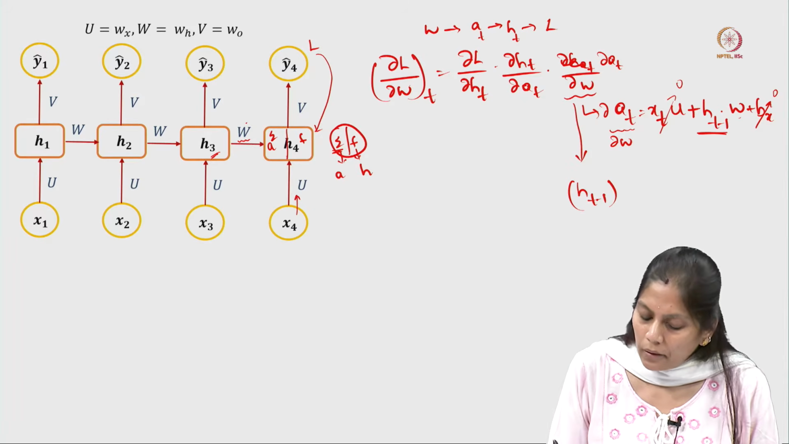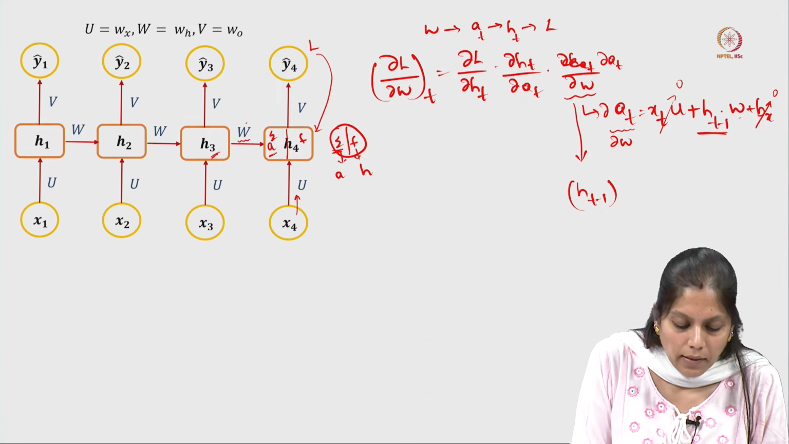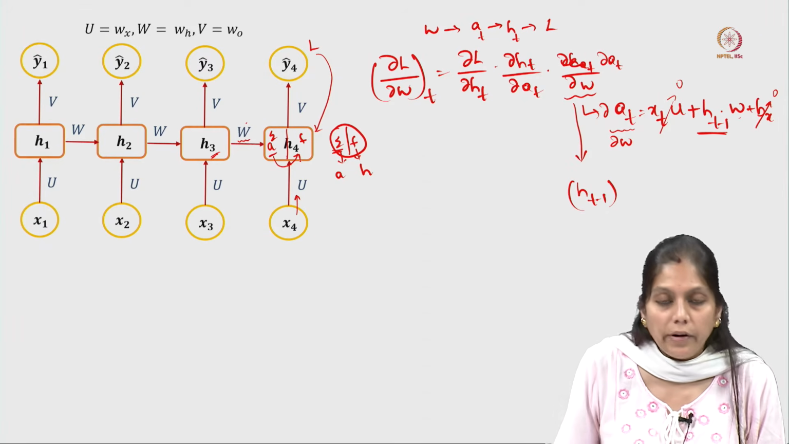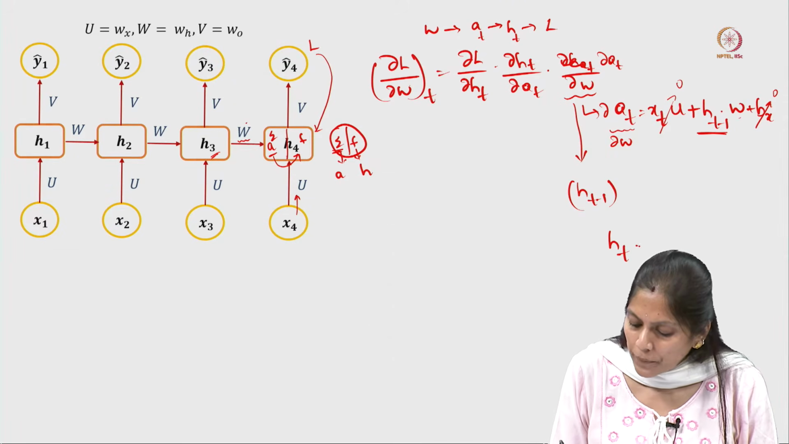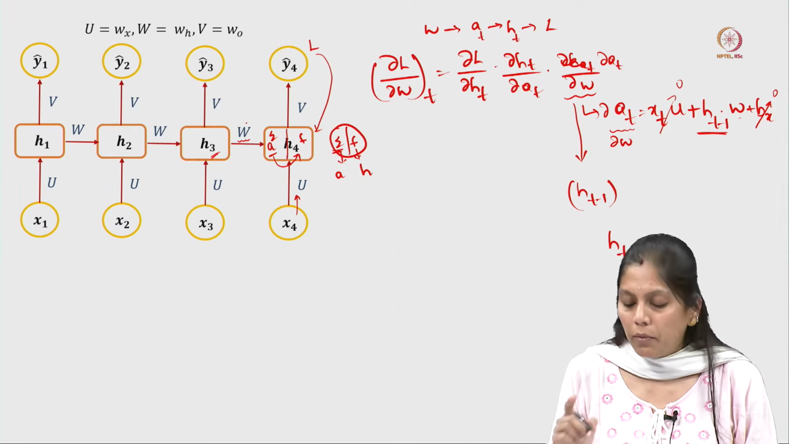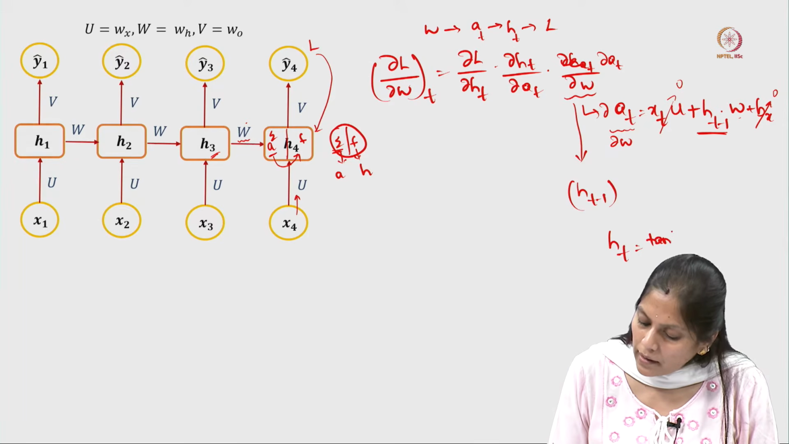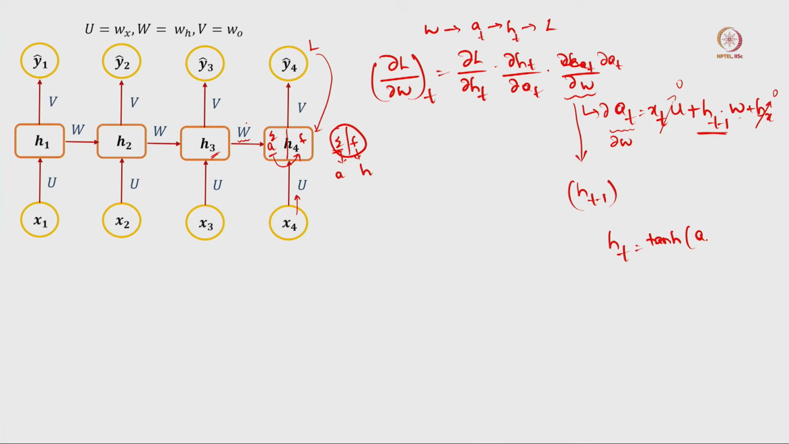Next, once you get AT, that value is passed to an activation function. Which means Ht, what activation function will we be using? We are using the tanh activation function, and to this, AT is passed as an input. Now you have to take the derivative of it. What is the derivative of tanh? The derivative of tanh is 1 minus tanh square of AT.